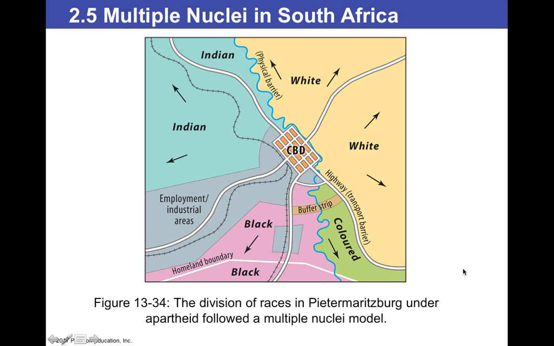The division of races in, I'm not going to say this right because this is Afrikaans, it's the Dutch derivative language, and here I go, Pietermaritzburg. Things were divided by race. Central business district, white, with physical barrier and highway. Colored, black, Indian. So colored would be mixed. And each were forced to live in different areas. Obviously, this would be the one that was given the nicest area at this time.